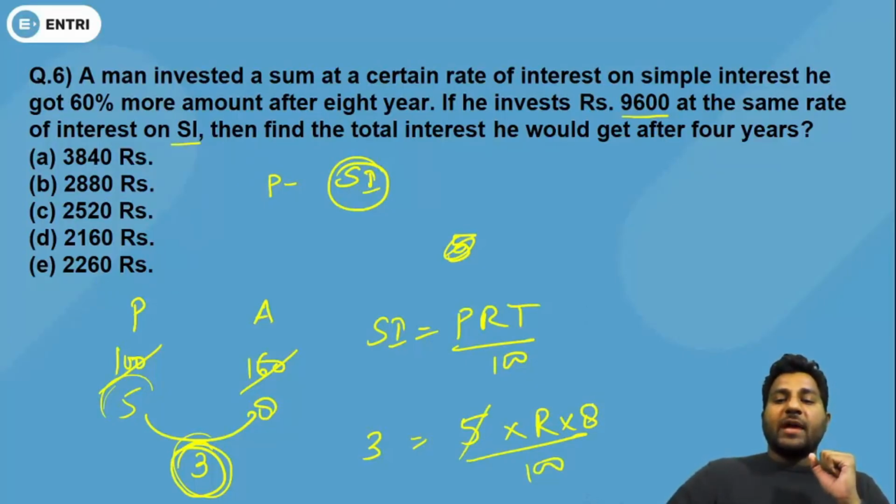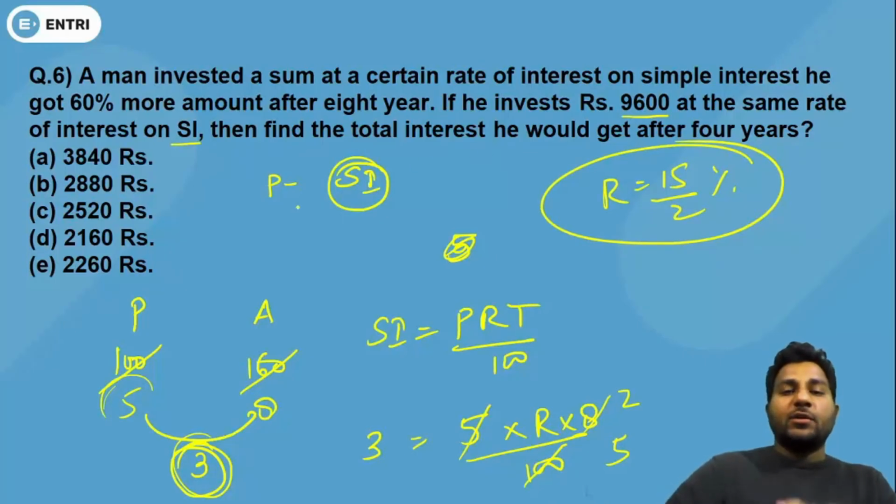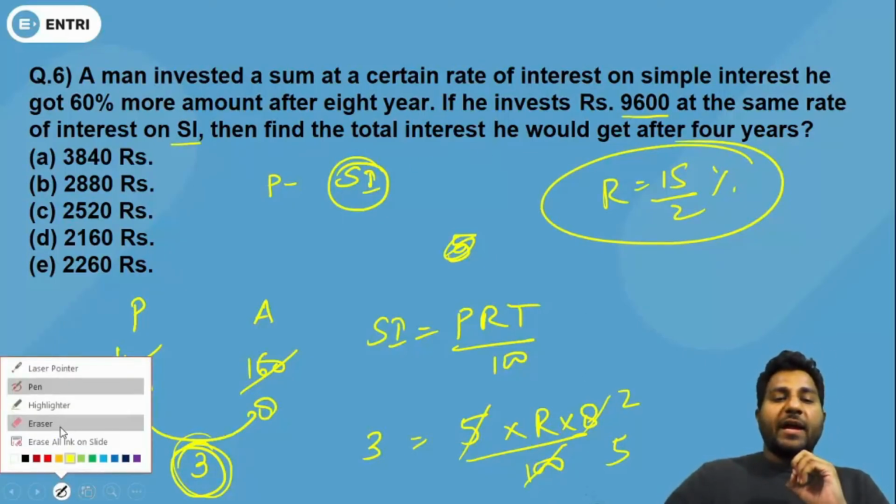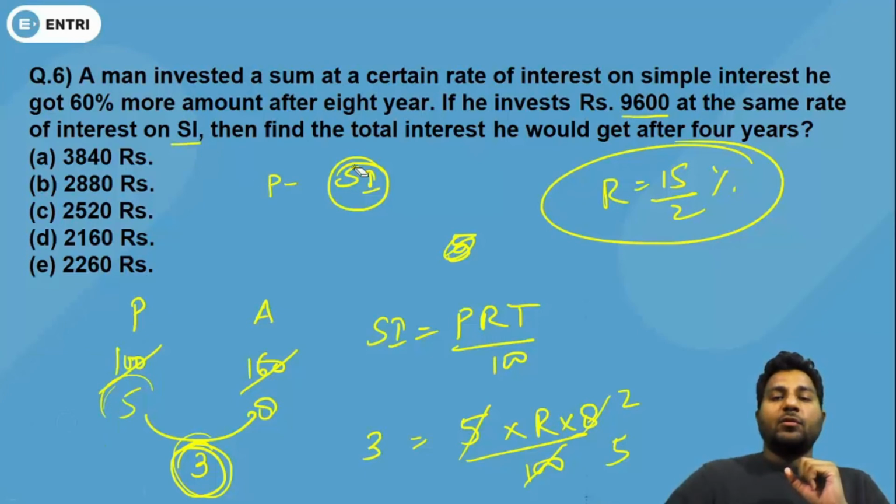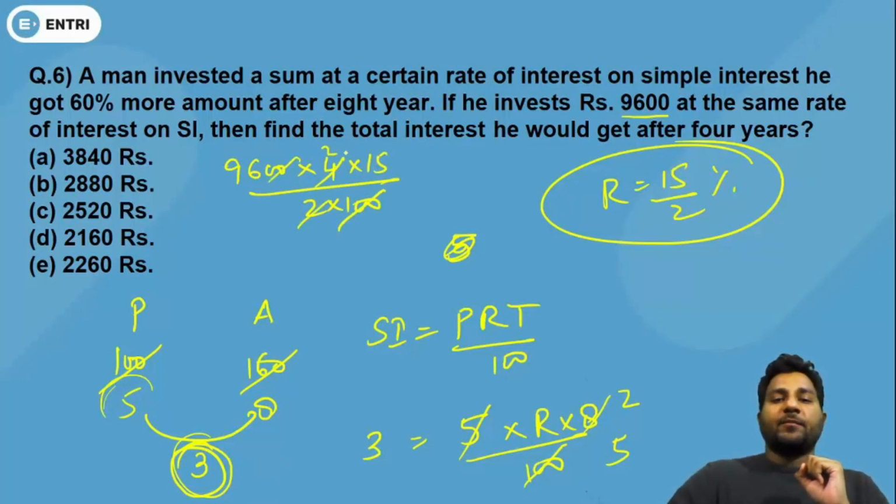So how are we going to do that? Look at this. The whole will arrive as 2 by 5 and the rate will come as 15 by 2. So if we are getting 15 by 2 as the rate, we need to find out the interest on 9600. If we apply 9600 for 4 years with 15 by 2 rate of interest, then we will be getting 30 and 96.